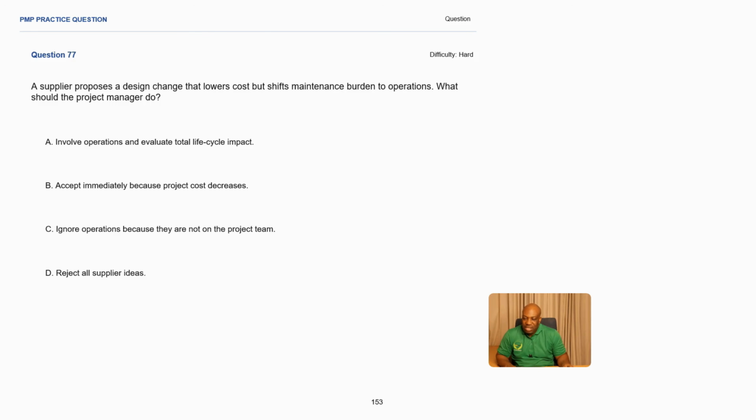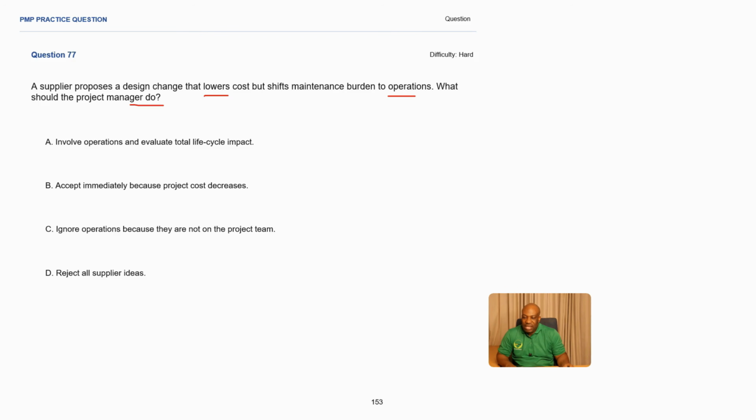Practice question number 77. A supplier proposes a design change that lowers costs, okay, but shifts maintenance burden to operation. What should the project manager do? So what is our problem statement? We have a supplier who is proposing a design change that is going to lower the cost, but it is also going to shift the maintenance burden to operations. So what should the project manager do?